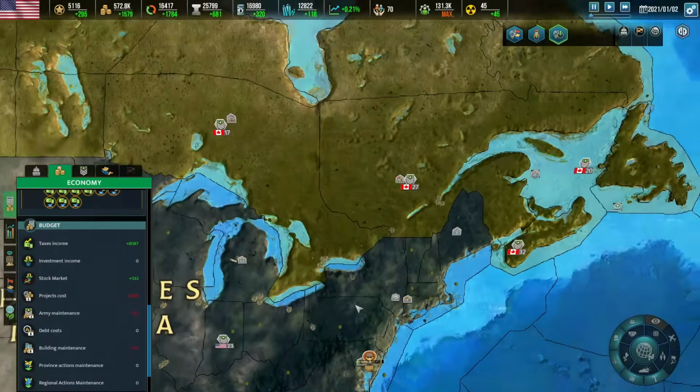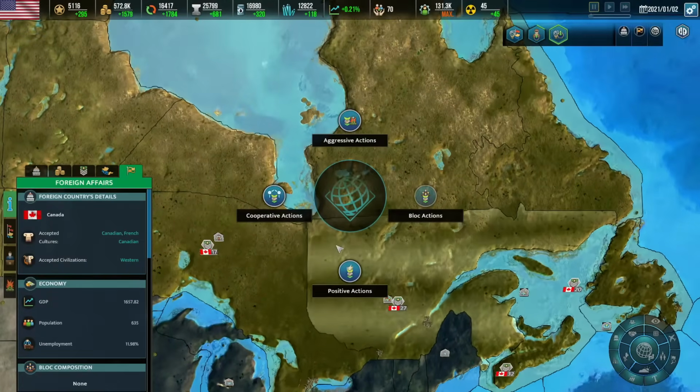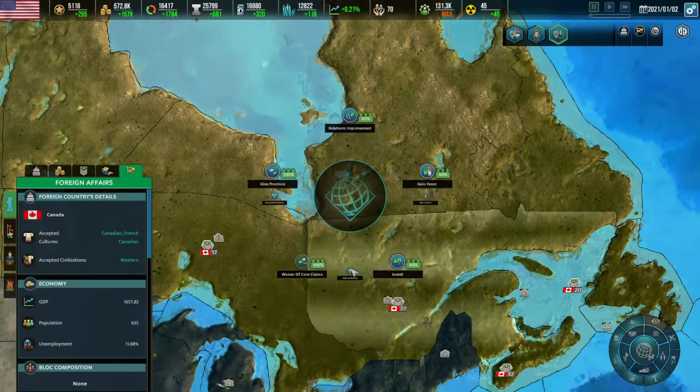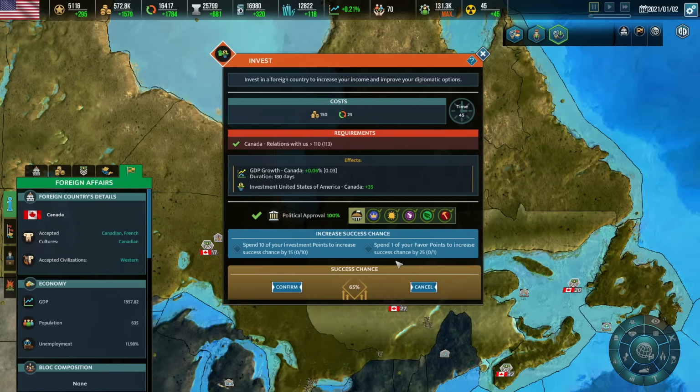Now, it's worthy of mention, so I'll mention it. If you right-click a nation, you go to positive actions, there is investment. Investment is important for diplomacy. It's actually very important for diplomacy in this game. It was in the first game too, but it has more importance now. It allows the invested in nation to have their GDP grow, but in this game now, it also rewards you by giving you money based on your investments.